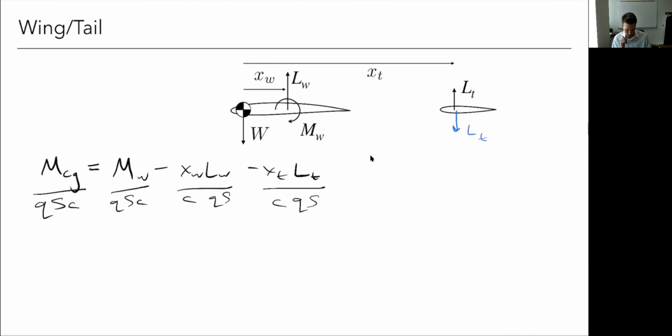I'm not sure that's going to be the easiest way, but let's keep going with this. So this term here, this is the pitching moment about my center of gravity, the definition we saw last time. This is my pitching moment about my wing.